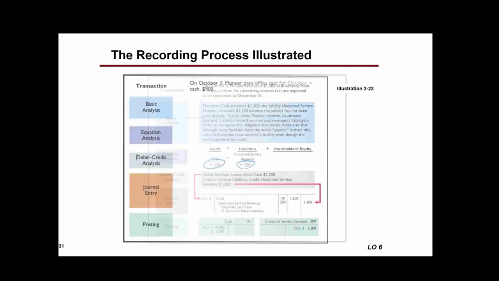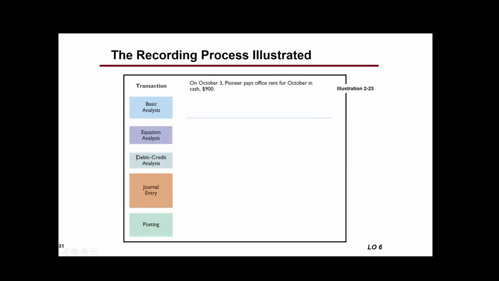Next, on October 3rd, Pioneer pays off rent for October in cash, $900. Again, accounting equation, we have to do the analysis of the transaction. So what's the transaction's analysis? So we have cash and rent expense, right? They paid in cash. What happened to cash? Decrease. What happened to expenses? Increase.